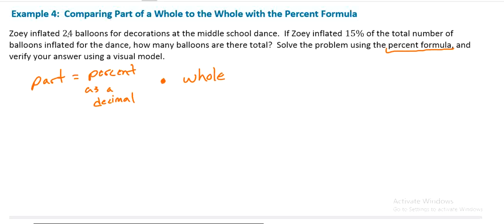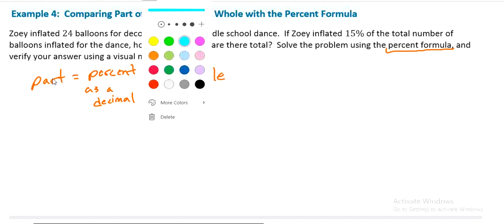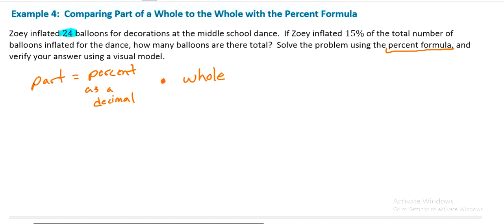have. We have the information that Zoe inflated 24 balloons, but they also tell us that Zoe only inflated 15% of the total number of balloons. So the balloons she inflated, that number 24, is only 15% of it. Remember, 100% represents everything, so she did not inflate all of the balloons. So this 24 is going to represent our part. So for part, we'll put the number 24.